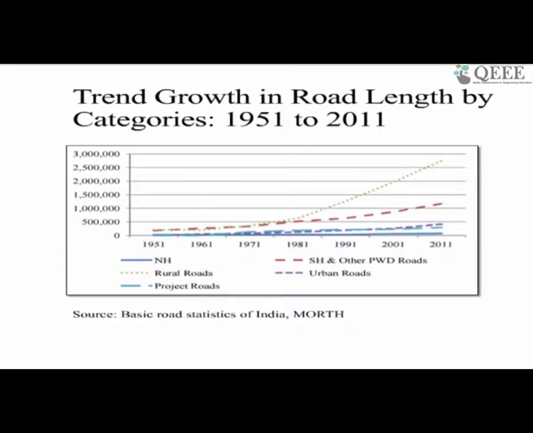If you see the trend, initially all types of roadway were developing at almost the same pace. However, as we went beyond 1971 or 1981, we started focusing on the rural roads, and rural road development improved drastically, and that is the green line you can see in this graph. So that is the way it started improving. And then the state highways and others.